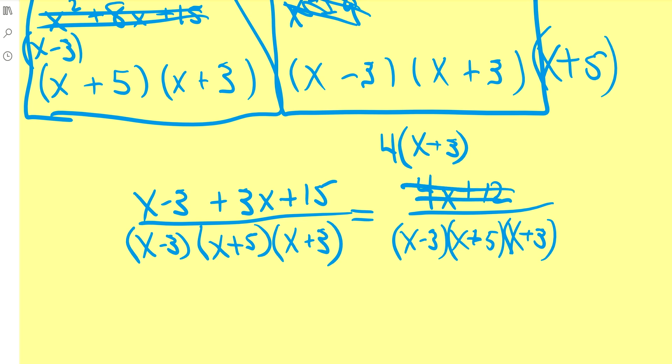This is gone. This is my new factored 4x plus 12, and now you can see I've got an x plus 3 here and an x plus 3 here that cancel out. And what I'm left over with is going to be my answer. So in the numerator, I'm going to have 4, and that's going to be over x minus 3 times x plus 5. And do not multiply those together. You do not have to. Leave them separated.